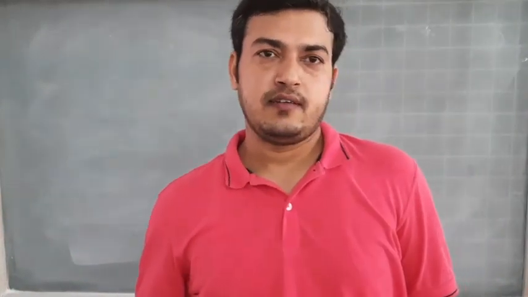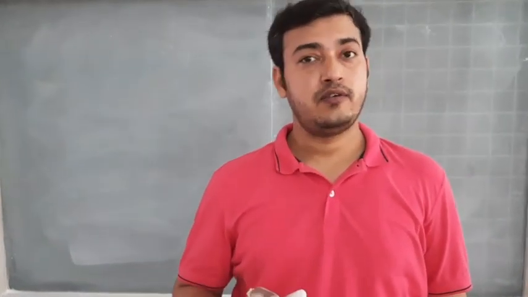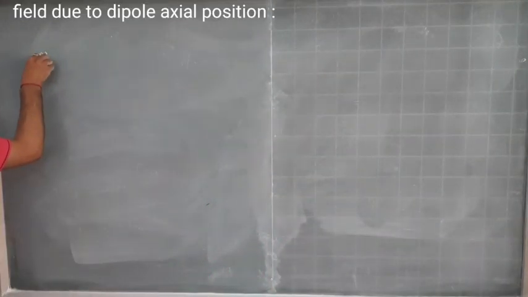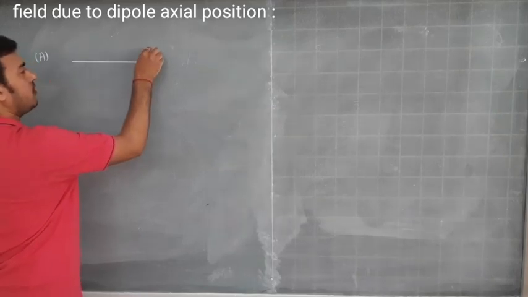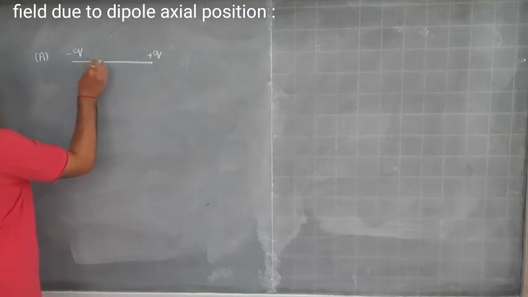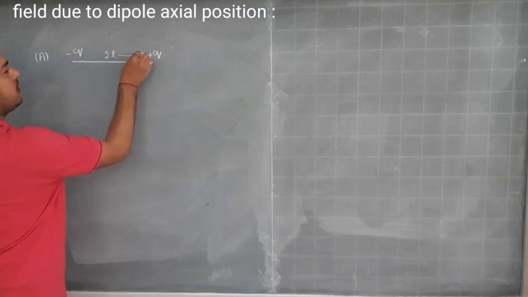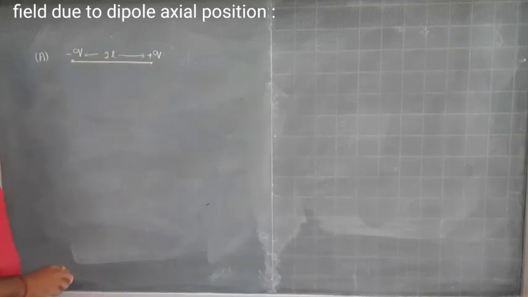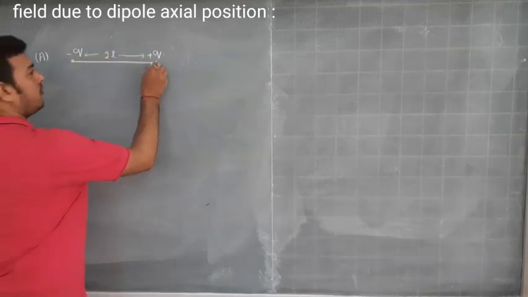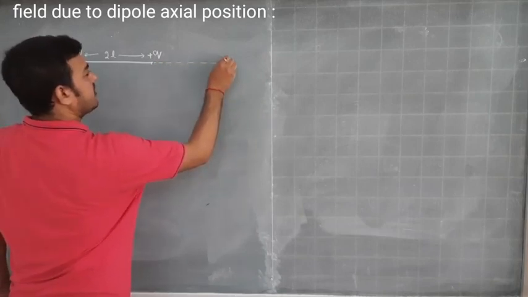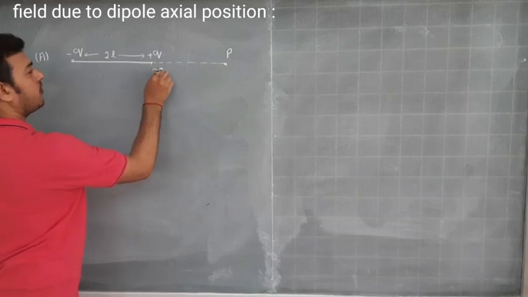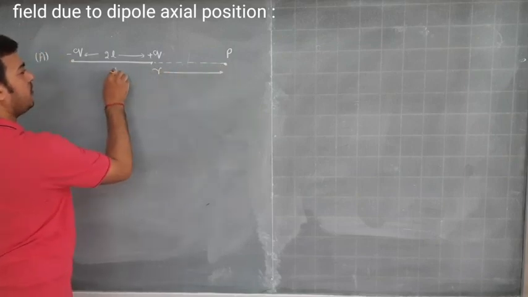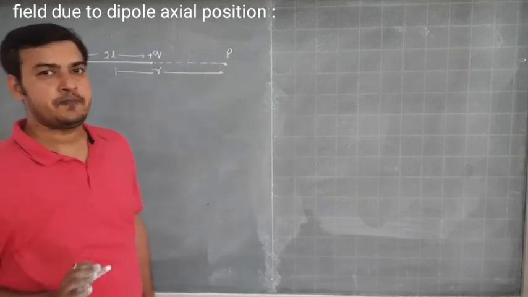Now we will find the electric potential due to a dipole. As we are aware, a dipole consists of two equal and opposite charges separated by a small distance, say 2l. First of all, we will find the potential due to the dipole at a distance of r from the dipole. The method is very easy.